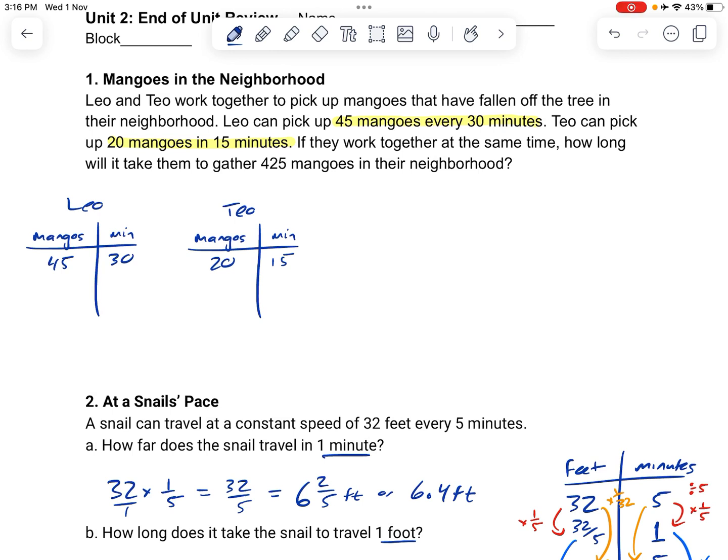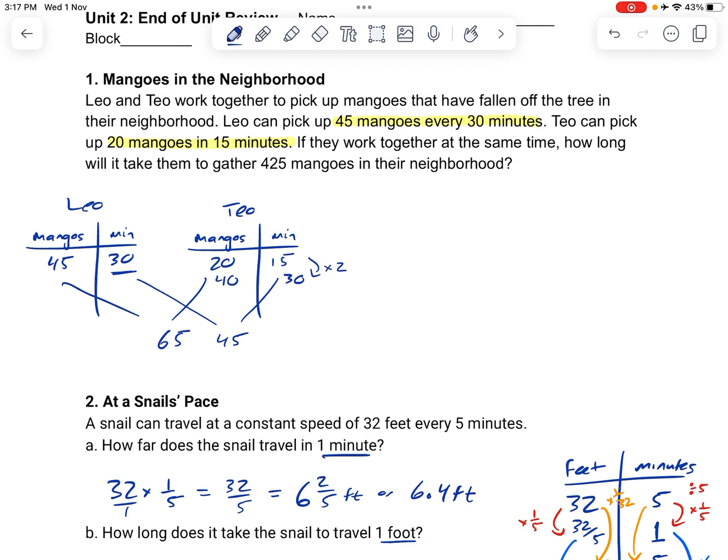Now, here's the common mistake. People look at this and say, oh well, if I put those together, I can pick 65 mangoes in 45 minutes, so I'm just combining those two. But that's not actually the case, because if you think about it, in those 30 minutes Leo is picking 45 mangoes. But how many mangoes can Teo pick in 30 minutes? Well, if I scale that ratio up, in 30 minutes Teo can actually pick 40 mangoes.